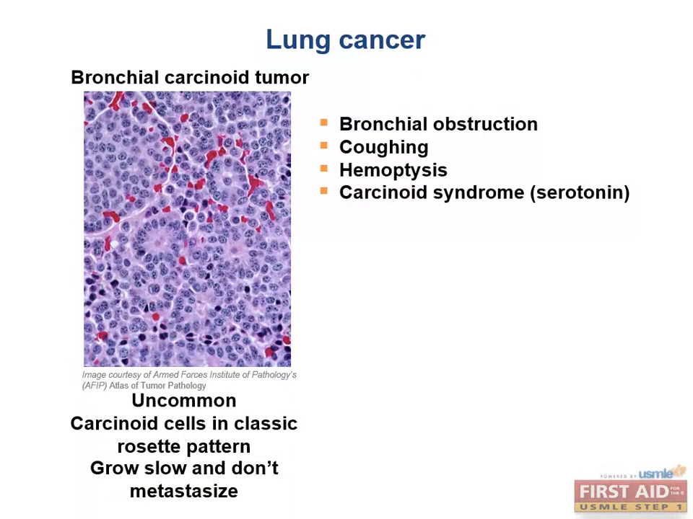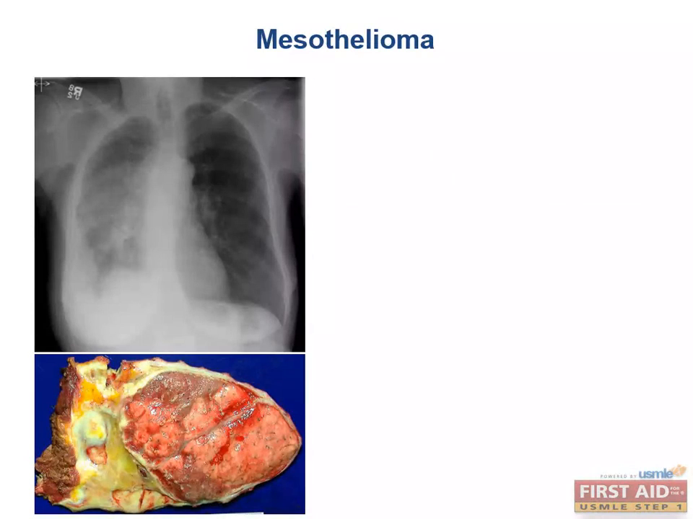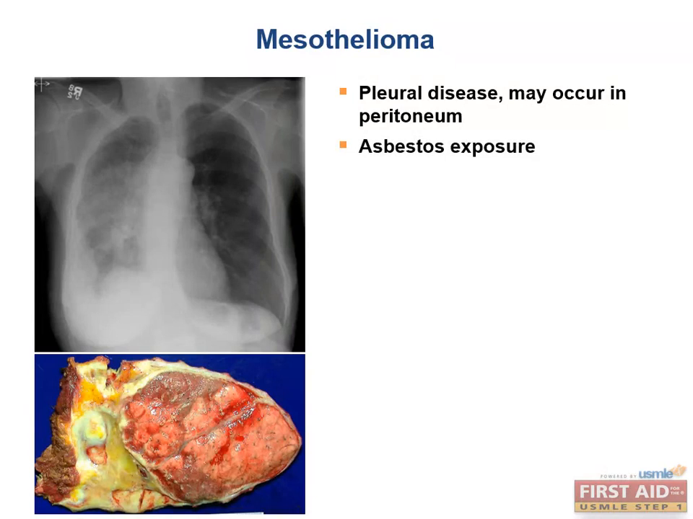One way to remember them is that all of the lung cancers with the S sound, squamous cell, small cell, are central. Next, mesothelioma is a disease of the pleura, although it has been diagnosed as a disease of the peritoneum. Do you recall the related exposure for mesothelioma? Asbestos. Of course, the risk is multiplied with cigarette smoking.